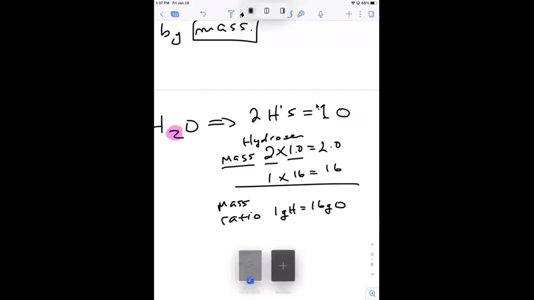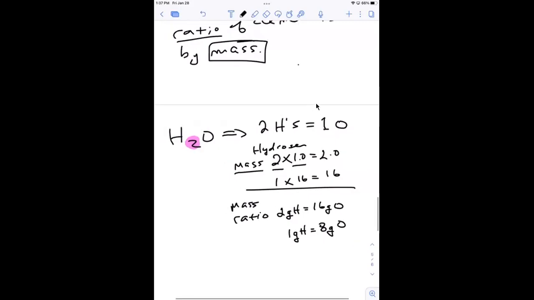No, let me take that back. Let me fix that, because we said hydrogen was 2. It's 2 grams of hydrogen for every 16 grams of oxygen. Or if we reduce it down, 1 gram of hydrogen for every 8 grams of oxygen. Are y'all following? Any questions about that?